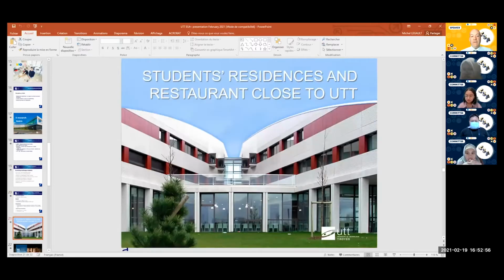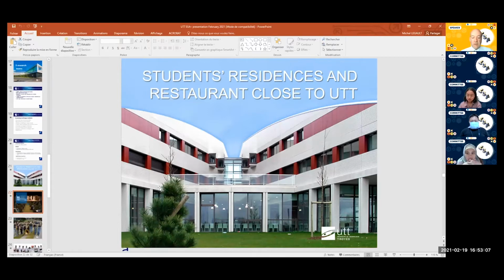This is a picture of the UTT's residence, and you have the ground floor, the front door of the university restaurant.